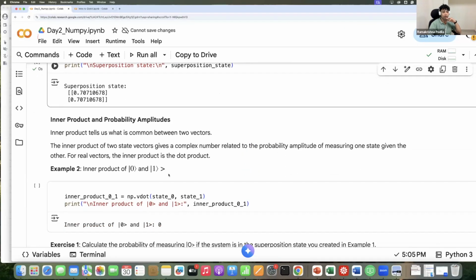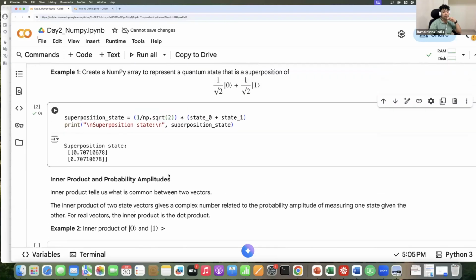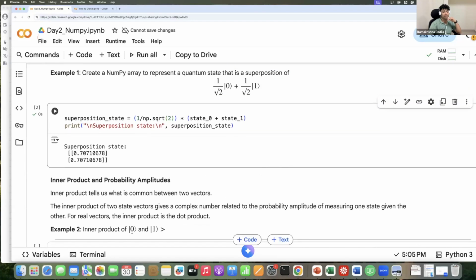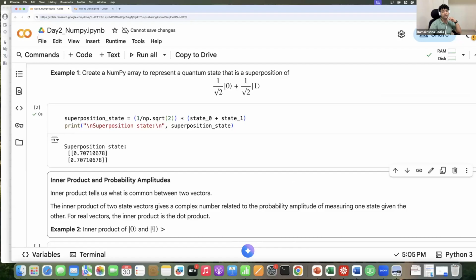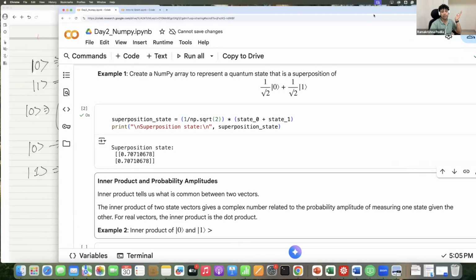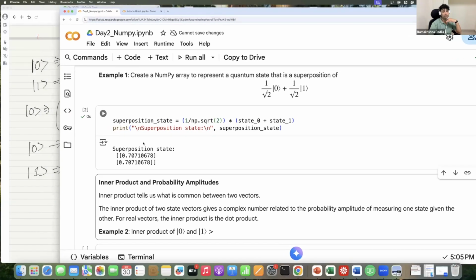Then we talked about the inner product, right? So ask yourself, we have these vectors 0 and 1, which are related to psi 1 and psi 2, for example, the way we defined them. So what do we get if we take the inner product of 0 and 1? What would be the inner product of 0 and 1? You can reply in the chat.